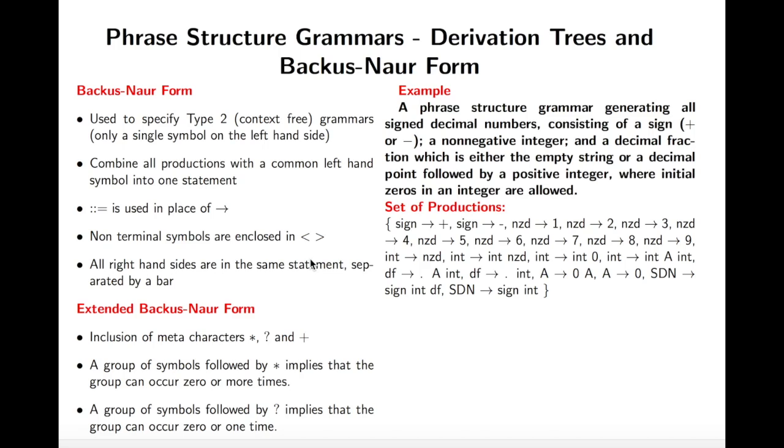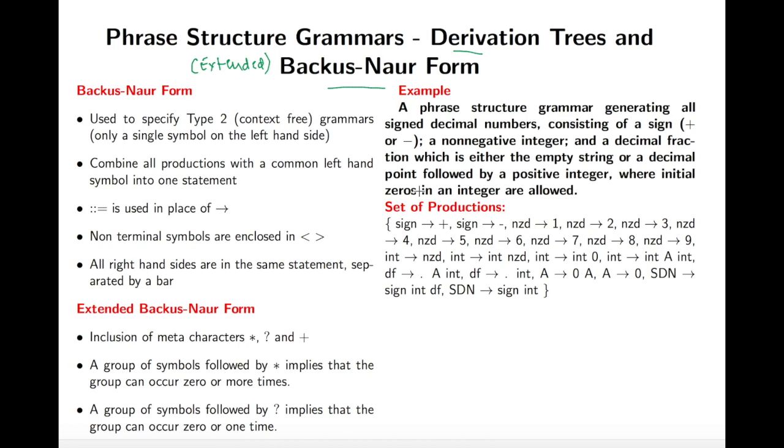Hello, so in this video we will further our discussion about phrase structure grammars, and specifically we will talk about derivation trees, and we will talk about the Backus-Naur form, and also the extended version of the Backus-Naur form. So in summary, a Backus-Naur form compacts our representation of a type 2 grammar.